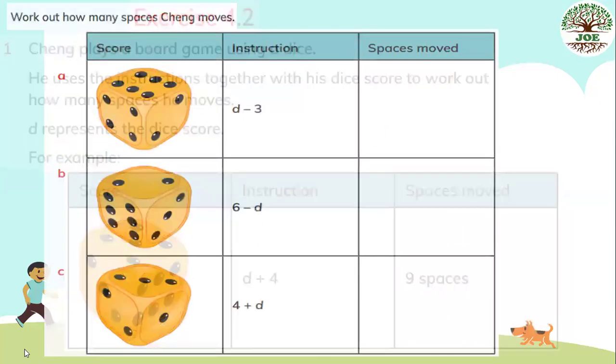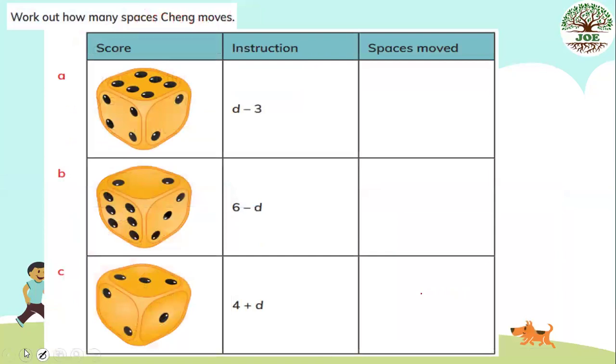So let's continue. Work out how many spaces Chang moves. Okay, part A. Dice score is 6. So D is 6. 6 minus 3 is 3 spaces moved. And part B, dice score is 2. So 6 minus 2 is 4 spaces moved. And part C, dice score is 3. And 4 plus D is 4 plus 3, which is 7 spaces moved.